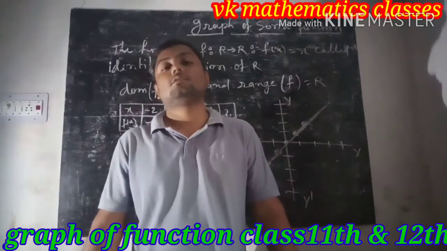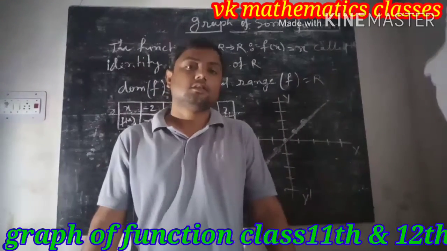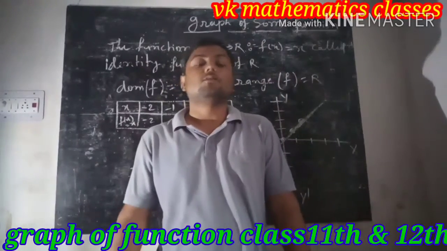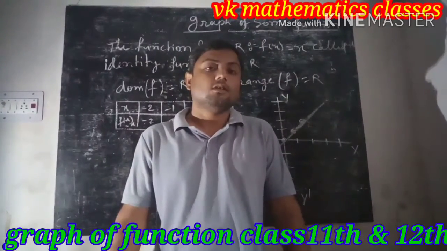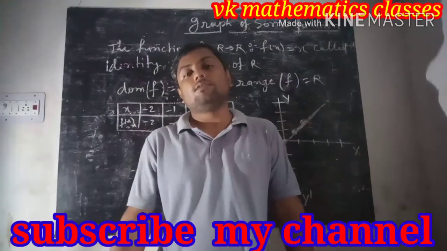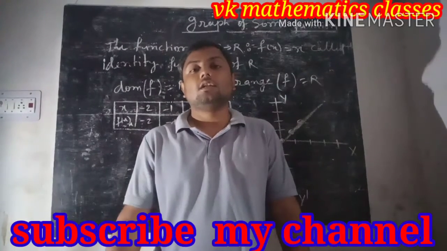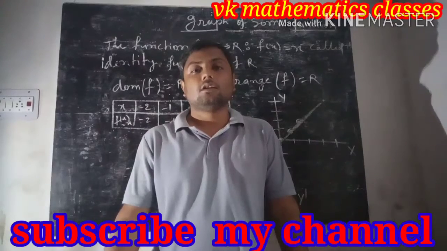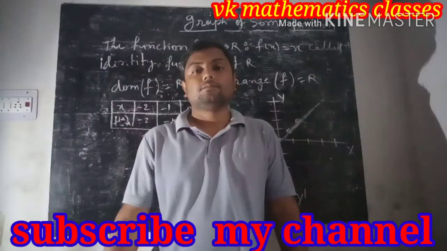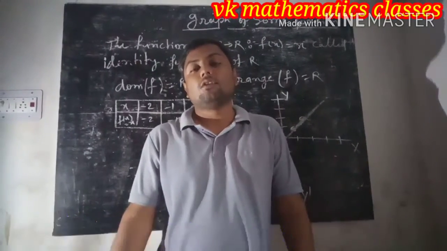Today I am discussing the graph of some functions. In the previous class, we discussed the real function, or real valued function. A function f is said to be a real valued function if it maps R to R, that is, real number to real number. So this function is known as the real valued function. Now we discuss the graphs of some of these functions.